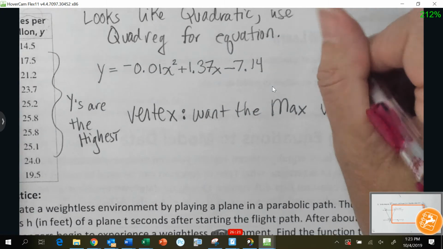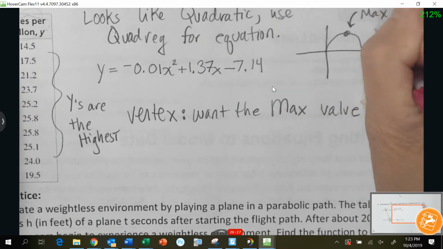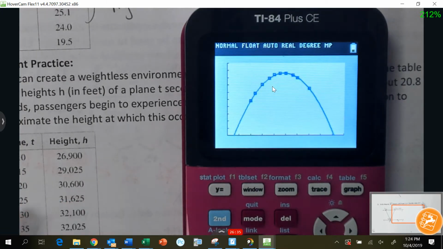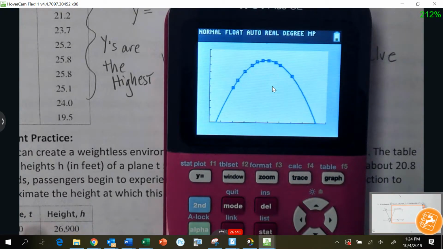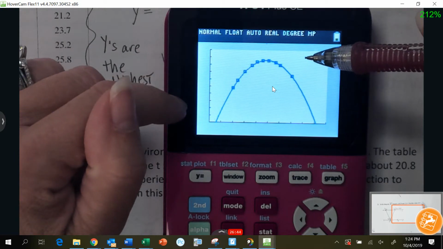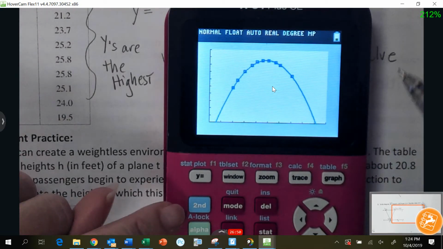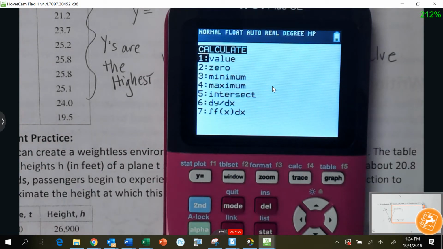So I'm just going to sketch this graph. We have a graph like this. We're trying to find that max Y value. How do you look it up? Okay, that's what I'm going to show how to do. There is a way to find the vertex on the calculator. You're going to do second trace, which is calculate. And then we're going to use the vocabulary that I was just saying.